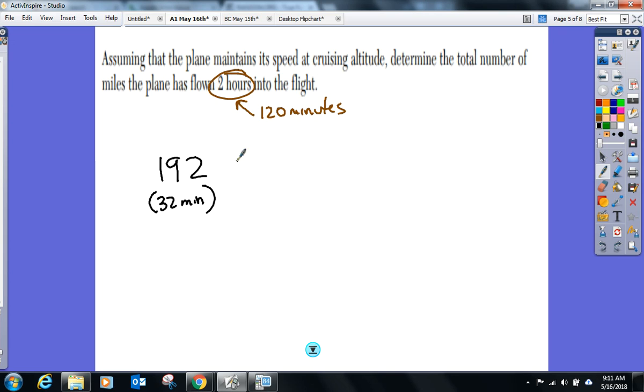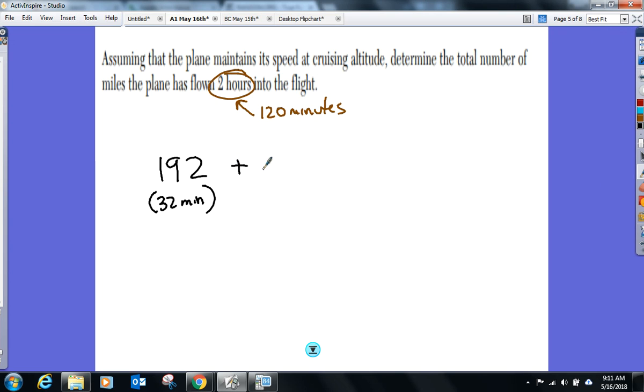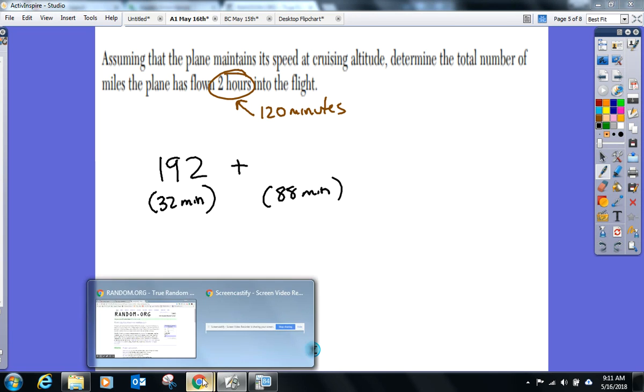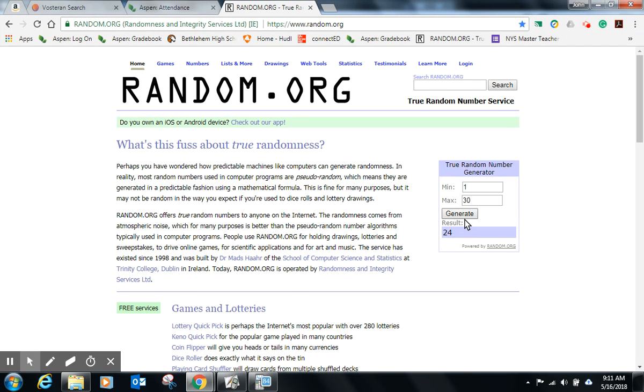Carol, how many minutes are left? 88 minutes are left. How can I find how many miles I went in those 88 minutes? You guys did the hard work above. How can you find how many miles you're going to go in 88 minutes at that cruising altitude?